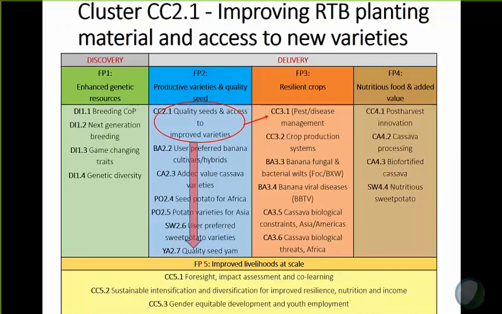Then we also have connections with clusters in other flagships, for example, CC 3.1, the pest and disease management cluster, and cluster 5.3, gender. We have a lot of connections with the gender team, led by Netsai Mudege. We have received a lot of input from them, and we also provide feedback on their approaches. And we are also collaborating with CC 5.4, scaling, a project now that is scaling up a technology related to sweet potato seed systems. So this is a brief overview of where we are located in RTB.